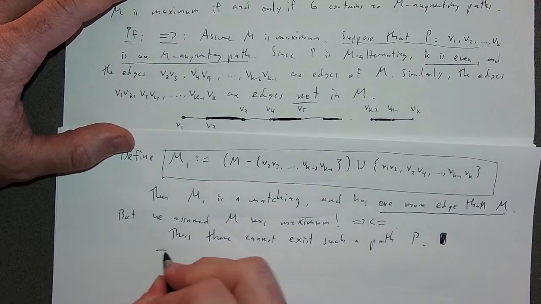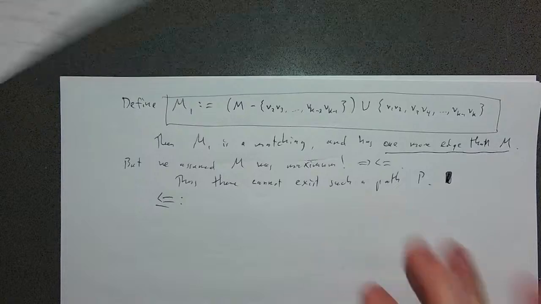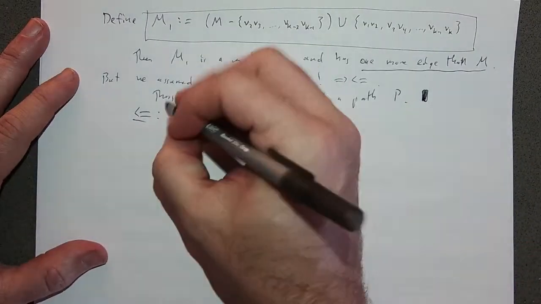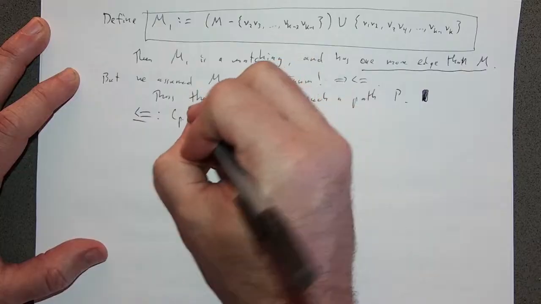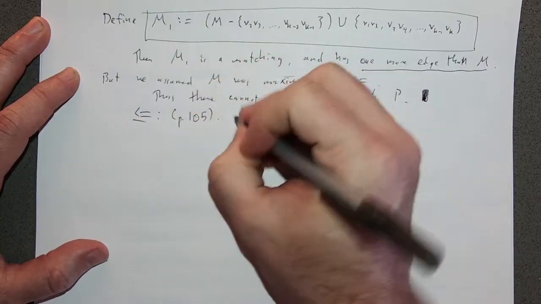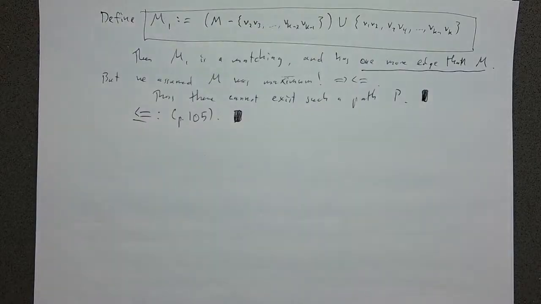The backwards direction you can investigate yourself. You can see it on page 105 of the textbook. I just wanted to do the forward half. Okay.